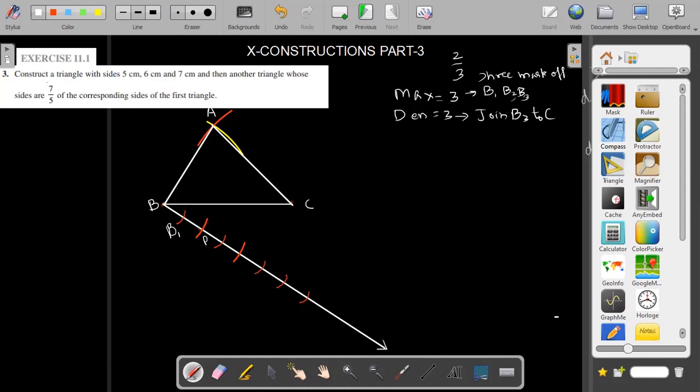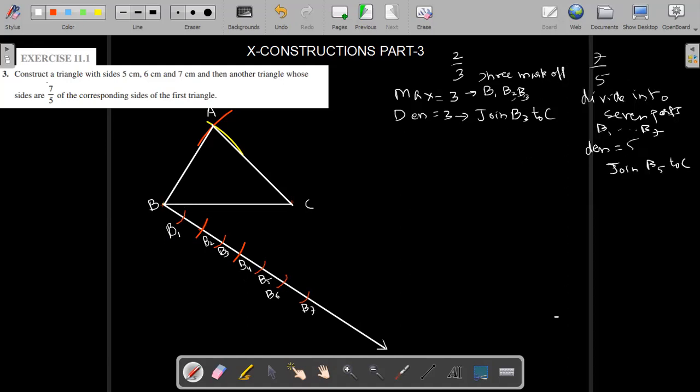This you can call B1, B2, B3, B4, B5, B6, and B7. So why are we dividing into 7 parts? Because the maximum value is 7. Okay. Then you have to join B5 because the denominator is 5. Remember, you will not join the last part.